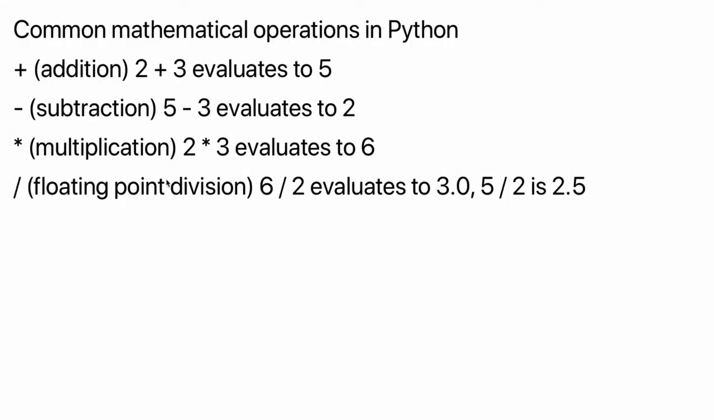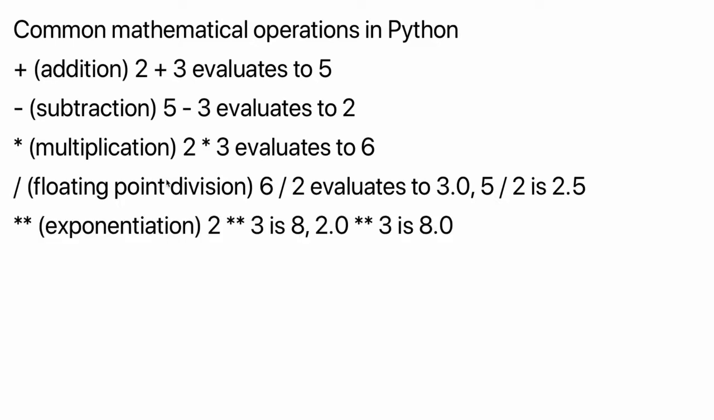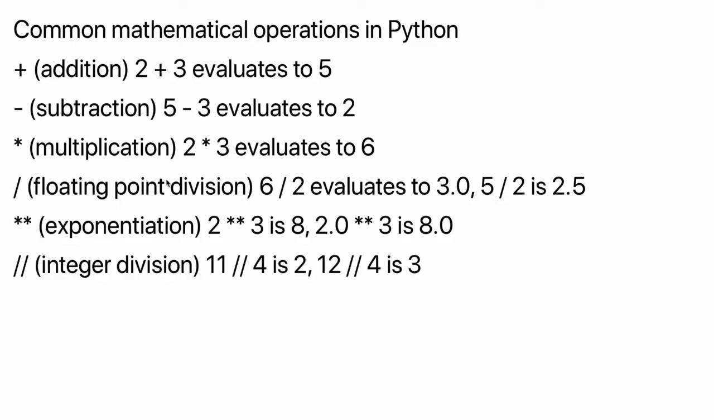This slide shows the common mathematical operators in Python. Addition, subtraction, multiplication, and division work as you should expect. The asterisk is the operator for multiplication, and the slash is the operator for floating point division. The result of a floating point division operator is always a floating point result in Python. Two asterisks are the exponentiation operator. Two slashes together are the integer division operator.